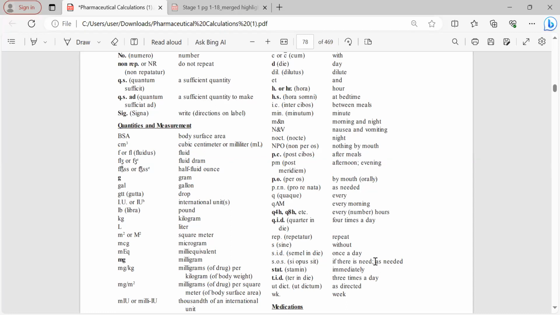So I think the prescription and abbreviations and those other things end there, unless someone has a question.